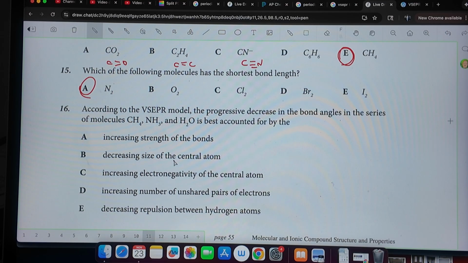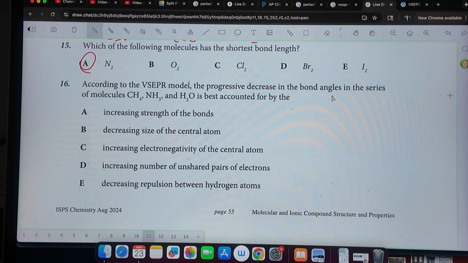Okay. According to the VSEPR model, the progressive decrease in the bond angles in the series of CH4, NH3, and H2O is accounted by the electronegativity of the central atom. It's usually because of increased number of unshared pairs of electrons. If there's an electron cloud, then that has a stronger repulsion, and so that decreases the bond angles.